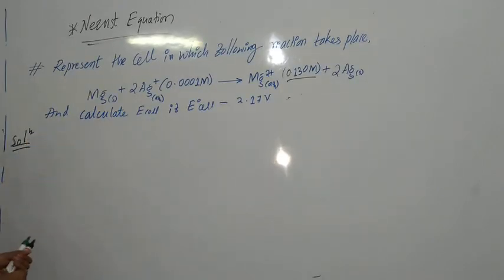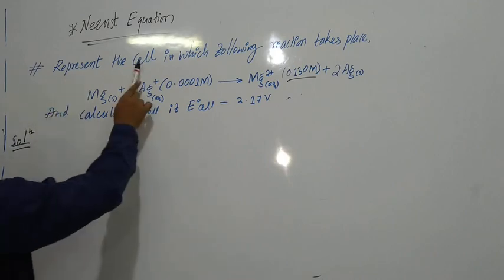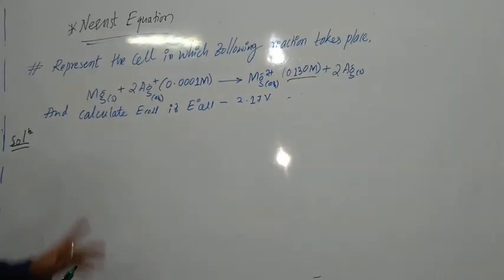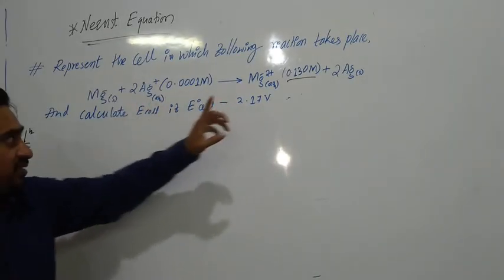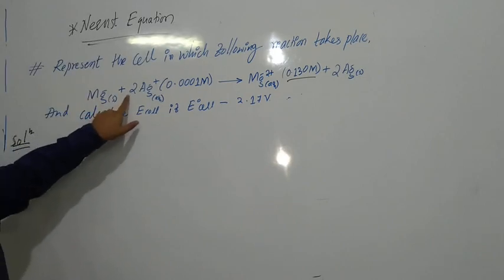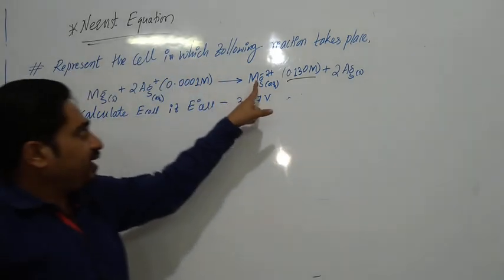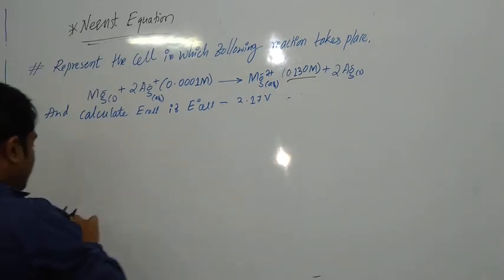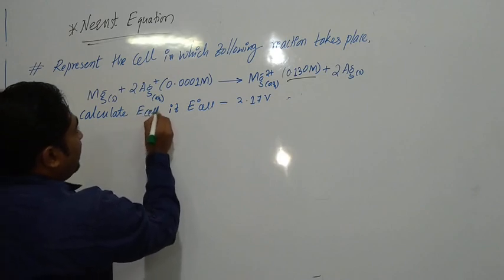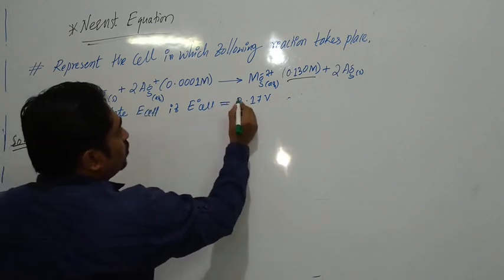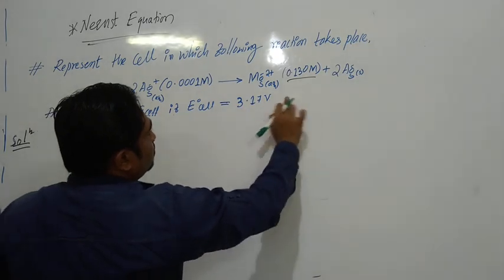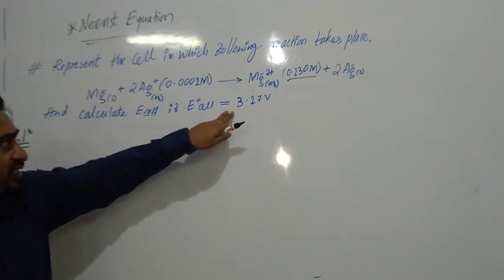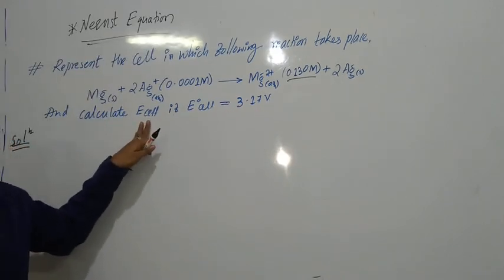So here what they have given: represent the cell in which the following reaction takes place. So first we have to represent the cell at which this reaction takes place. The reaction is magnesium on reacting with silver solution gives magnesium solution and silver, and calculate E cell if the E naught cell is equal to 3.17 volt. They have given the value of E naught cell as 3.17 volt. By using this, we have to calculate the value of E cell.